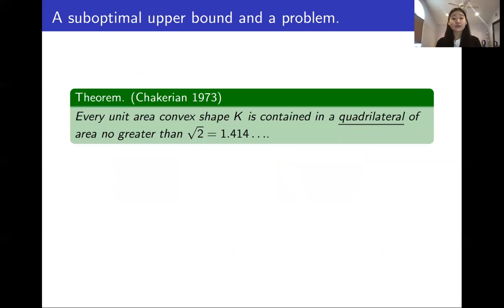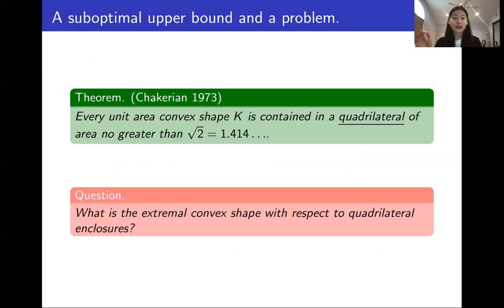In general, the following result of Chakerian guarantees that every unit area convex shape K is contained in a quadrilateral of an area no greater than square root 2. As you can remember from the previous slide, there's a gap between 3 over square root 5 and square root 2. Then it is reasonable to ask the following question. What is the extremal convex shape with respect to quadrilateral enclosures?